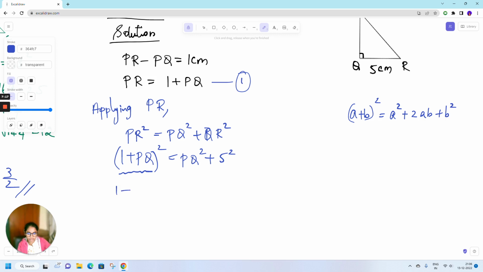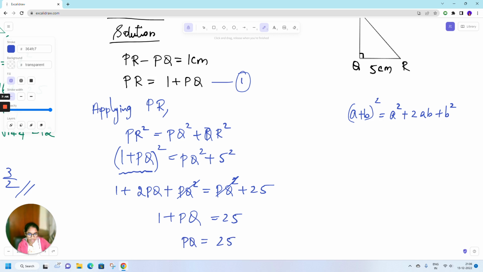1 squared is 1 plus 2 into 1 into PQ plus PQ squared. This is equal to PQ squared plus 25. So PQ squared and PQ squared get cancelled. What is left out? 1 plus 2PQ is equal to 25. So what is 2PQ? It is 25 minus 1, which is 24.